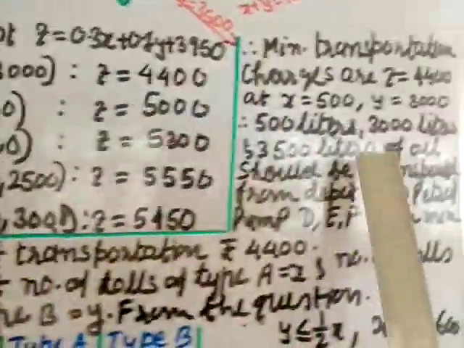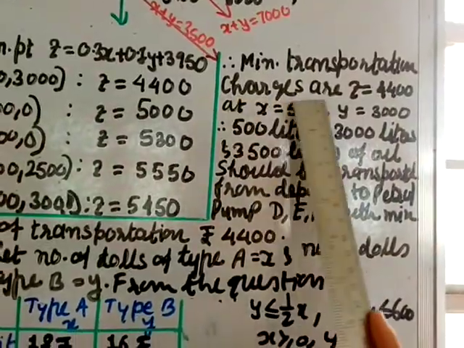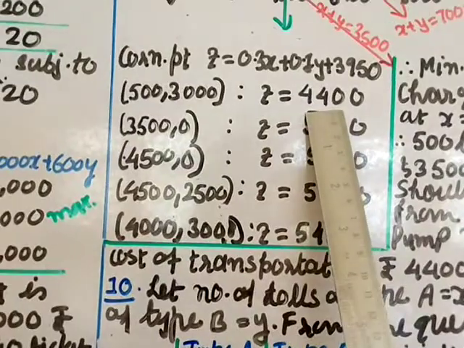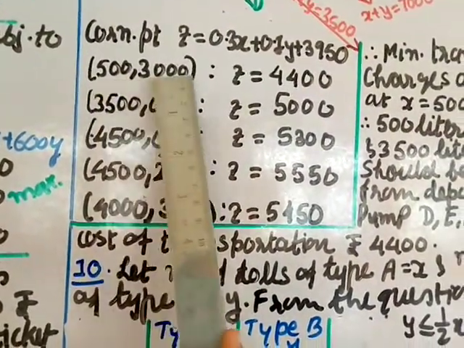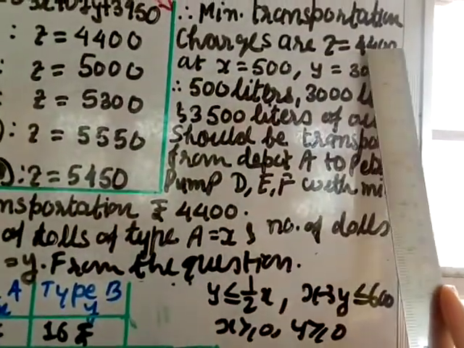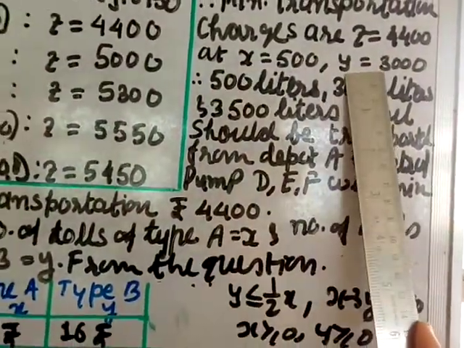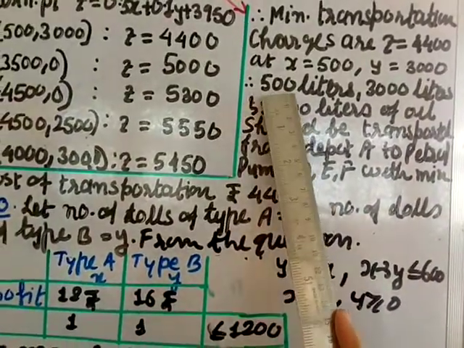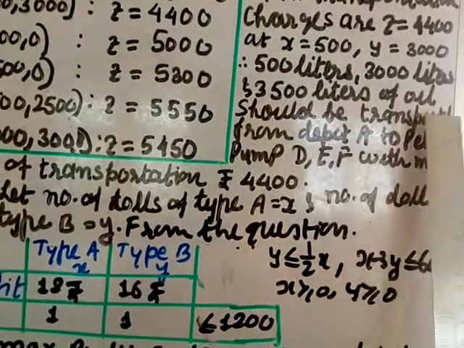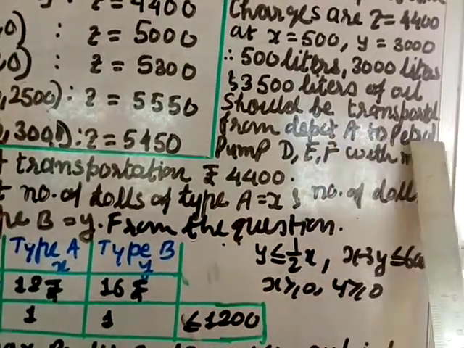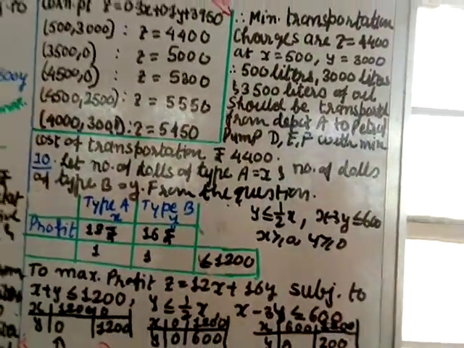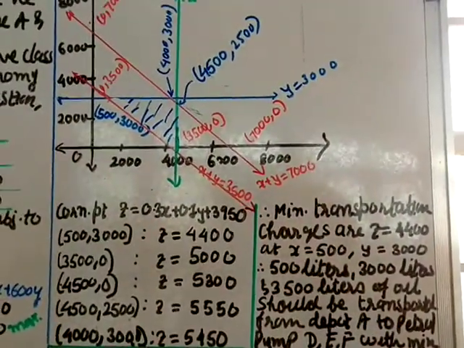From here we can say that the minimum transportation charge is Z equal to 4400. You can see the minimum is this much, and the x value and y value are these. So this is the minimum among all these 5. Z is equal to 4400 rupees at x equal to 500 and y equal to 3000. Therefore 500 liters, 3000 liters and 3500 liters of oil should be transported from depot A to petrol pumps D, E, F with minimum cost of transportation, rupees 4400. That is the solution for question number 7.